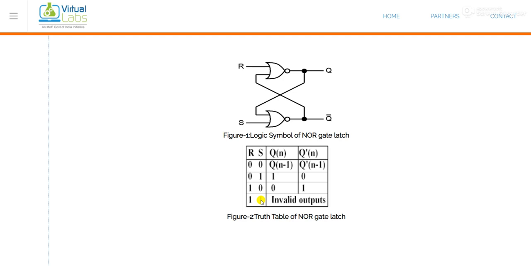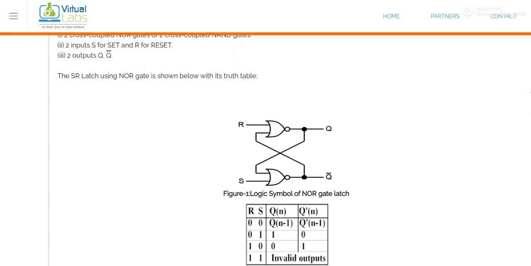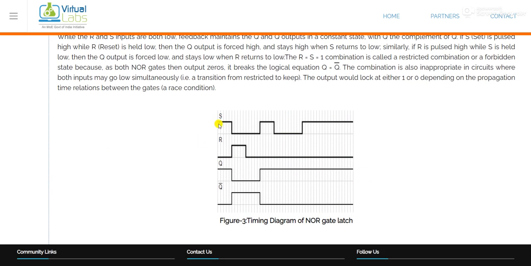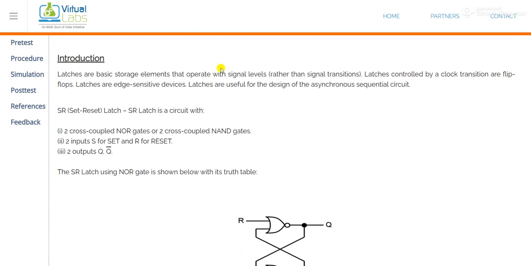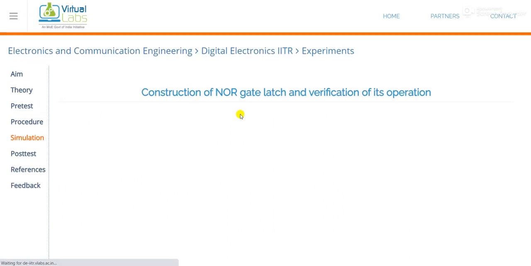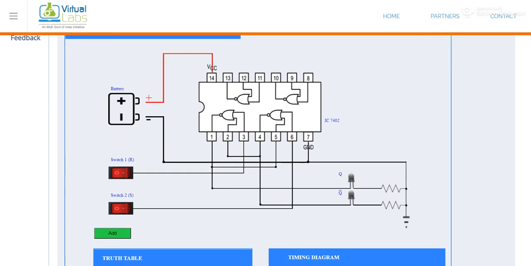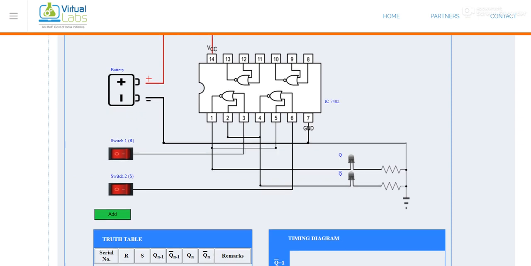Clear? So this is the working of SR, or you can say RS latch, that is designed with the help of NOR gate. Okay, so with the help of this waveform you can also understand the working of RS latch. Now we will move towards the simulation part of this latch. So this is the circuit diagram, or connection diagram, of the latch. So this is NOR gate IC.